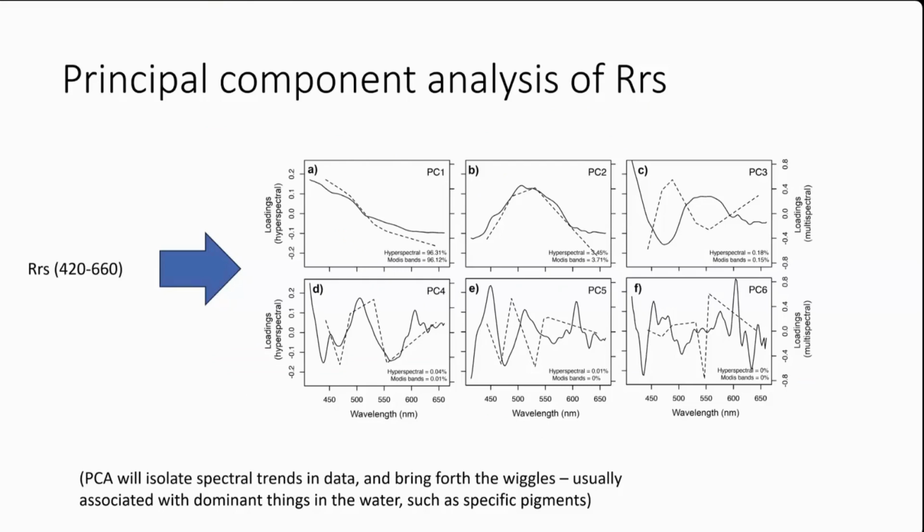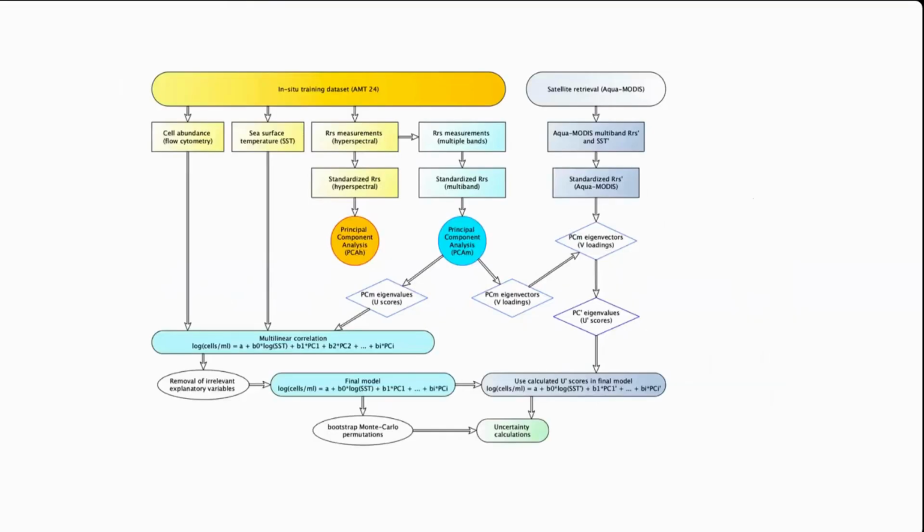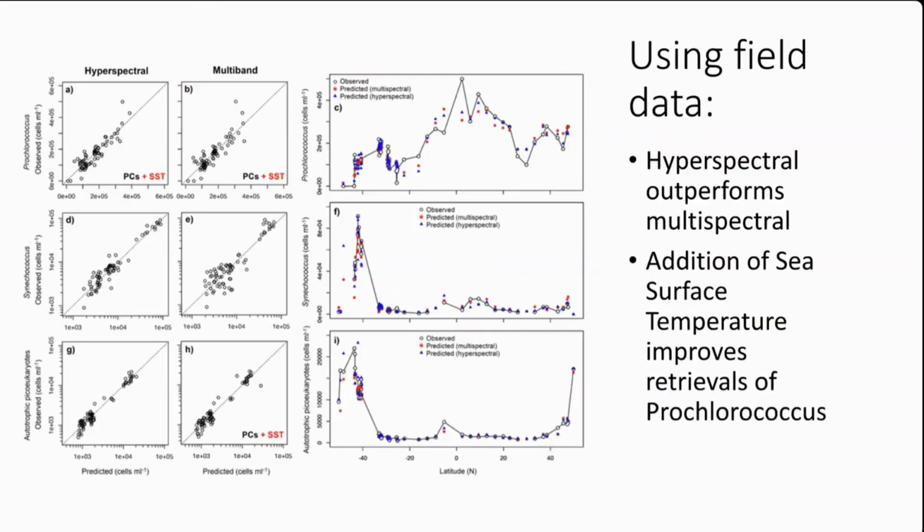So these isolated spectral trends will allow us to see the wiggles, and these wiggles are usually associated with specific pigment traits or specific size characteristics, or with different components in this ecosystem that may be specific to a particular phytoplankton community type. So once again, she takes the wiggles and brings them into this pipeline of the algorithm in order to test this algorithm with her in situ data.